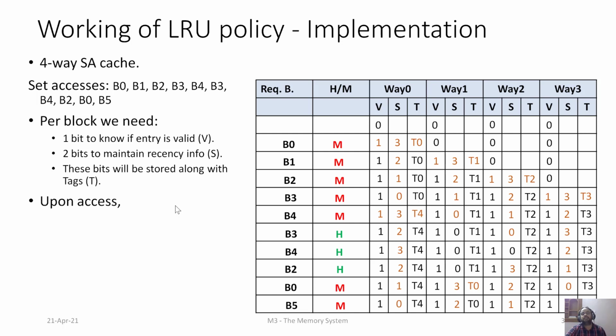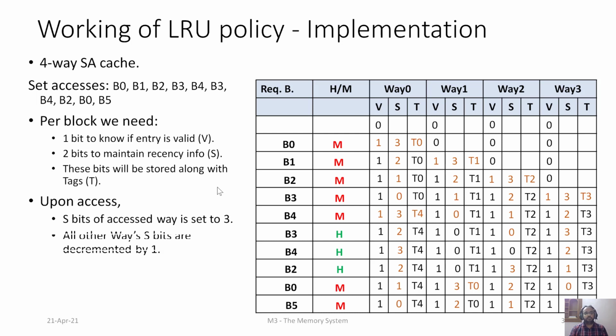So that's how the cache controller needs to carefully maintain the recency info both upon a miss and upon a hit. And upon a miss, if it does not find any empty or vacant position in the set, then it needs to look at the recency bits and pick the block with the lowest value. So that's how we would be implementing LRU in hardware, right?